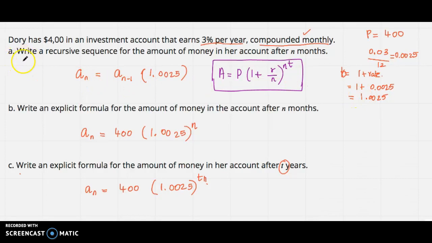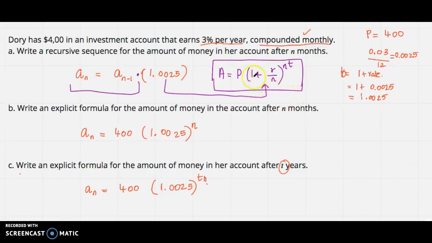So part A is asking me to write a recursive sequence for the amount of money in her account. Here, recursive is always set up like this. A term an is connected to the term just before it, an minus 1. So an is equal to an minus 1. This much is there in every recursive formula. All you have to do is see what you have to multiply with an minus 1 to get an. This parenthesis is all you have to figure out. This parenthesis is the same as what goes in here.